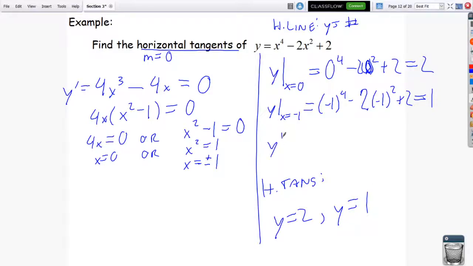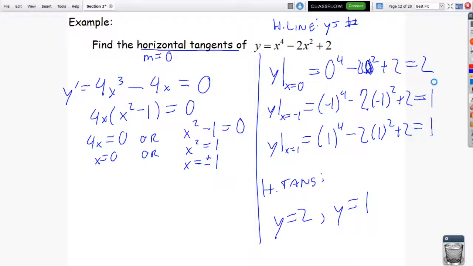And then the final horizontal tangent that I have is at x equals 1. Some of you, I'm sure, are recognizing that because the original function was even, notice all the even exponents, that means f of -1 is going to equal f of 1, aka 1 minus 2 plus 2 is going to give me 1. So I really only have 2 horizontal tangents. And how does that work? Why is it that I have 3 locations for the horizontal tangents, but 2 horizontal tangents?